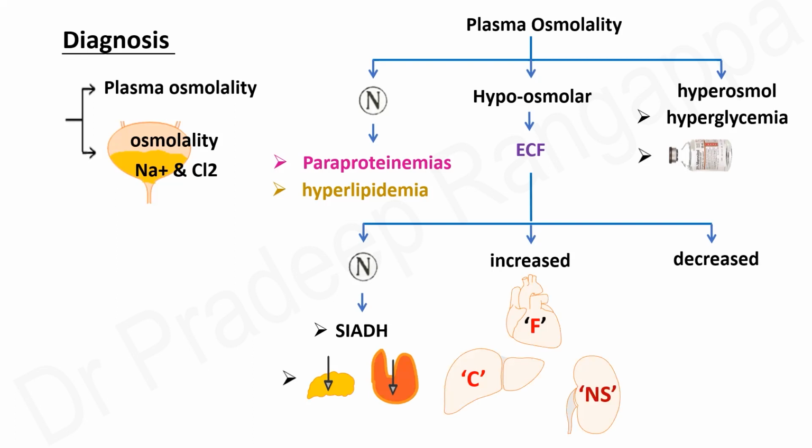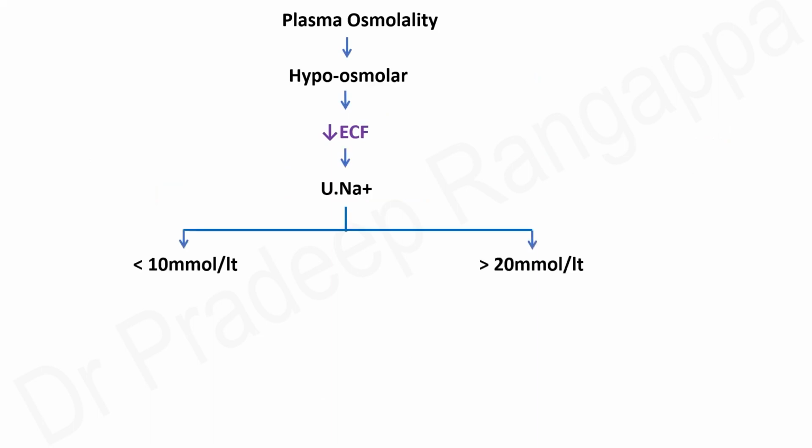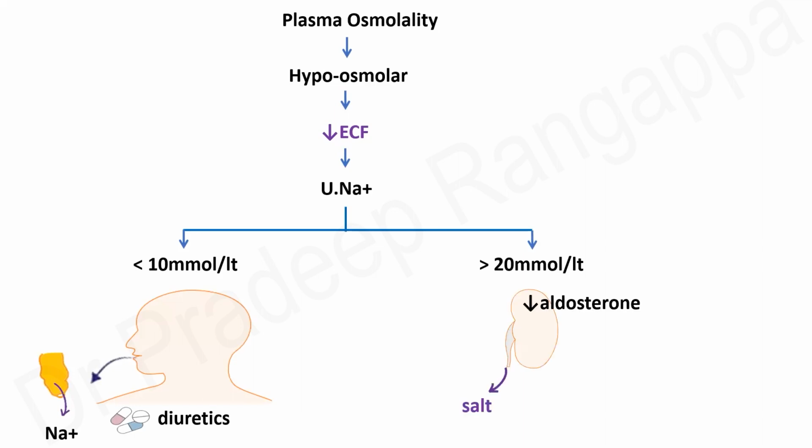The problem is if the extracellular fluid is decreased, it becomes a little more complicated. When the extracellular fluid volume is decreased, then you need to do urine sodium. If the urine sodium is less than 10 millimoles per liter, it means there is a lot of extrarenal sodium loss due to vomiting or diuretic use. If the urine sodium is more than 20 millimoles per liter, then there may be underlying hypoaldosteronism, because aldosterone retains sodium.